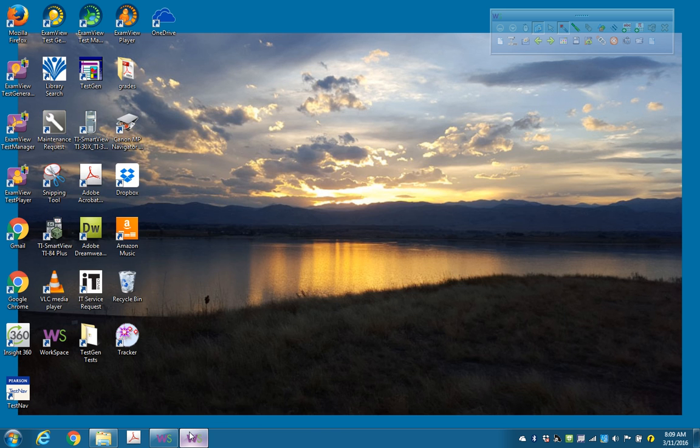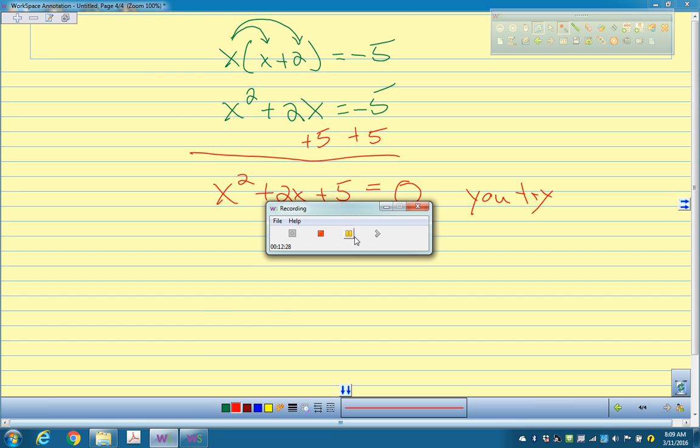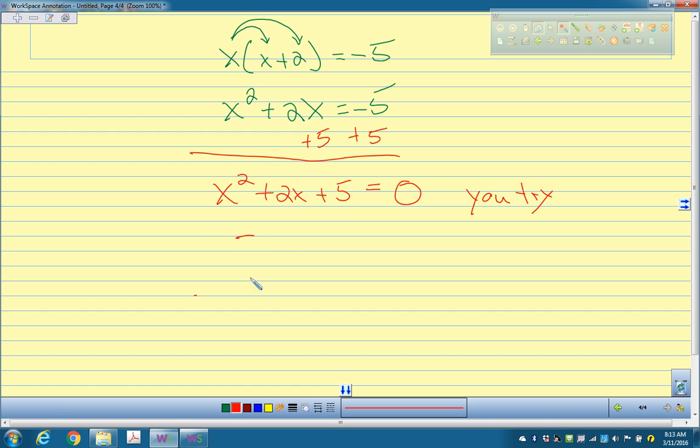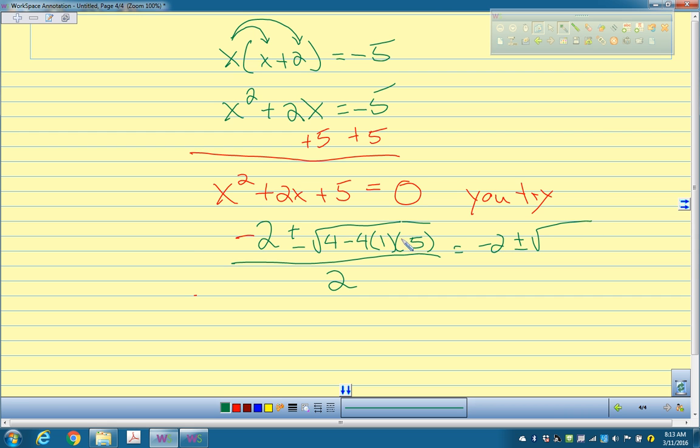Give that a shot now. Okay? So if you do this, please watch, because you're going to have some homework problems that have i's in them. Negative 2 plus or minus the square root of 2 squared, which is 4, minus 4 times a, what's a? 1 times c, which is 5, right? Over 2 times 1, which is 2. So you get negative 2 plus or minus the square root of 4 minus 20 is negative 16 over 2.